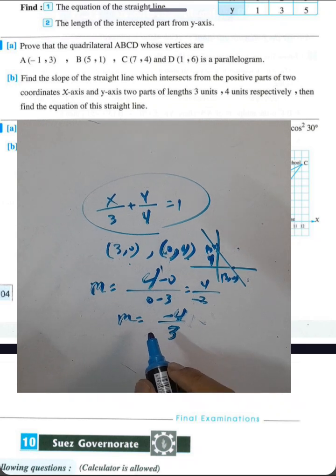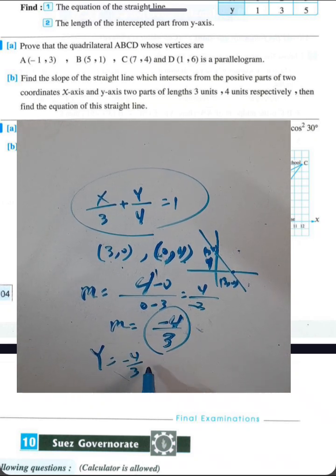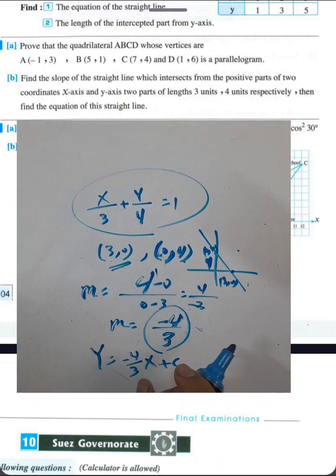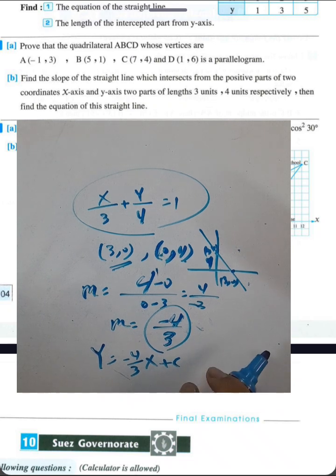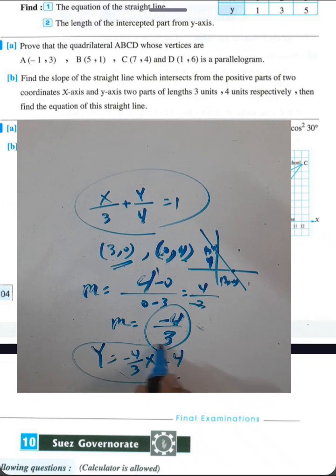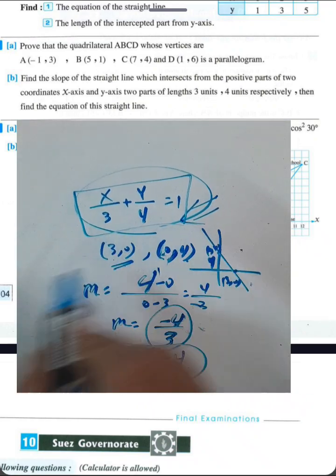And to find the equation, you can write y equals mx plus constant, m here will be -4 over 3, x plus constant. Then you can put the point (3, 0) here, put x equals 3 and y equals 0, or you can put (0, 4), as you like. Then the constant here will be 4, then the equation will be y equals -4 over 3 x plus 4, or you can write this equation in one step.